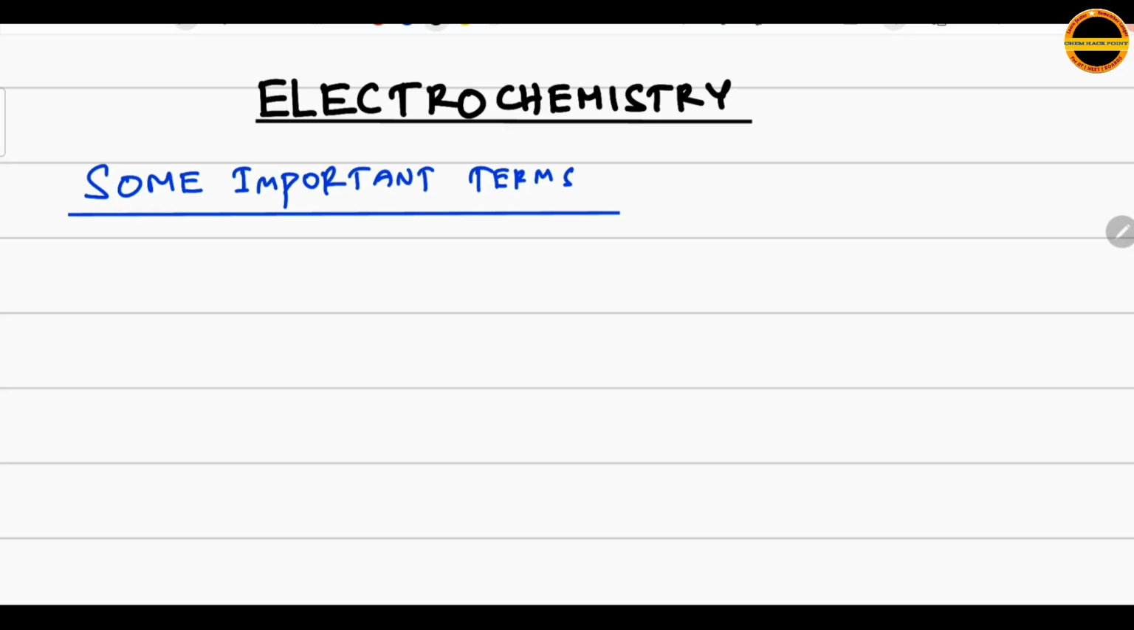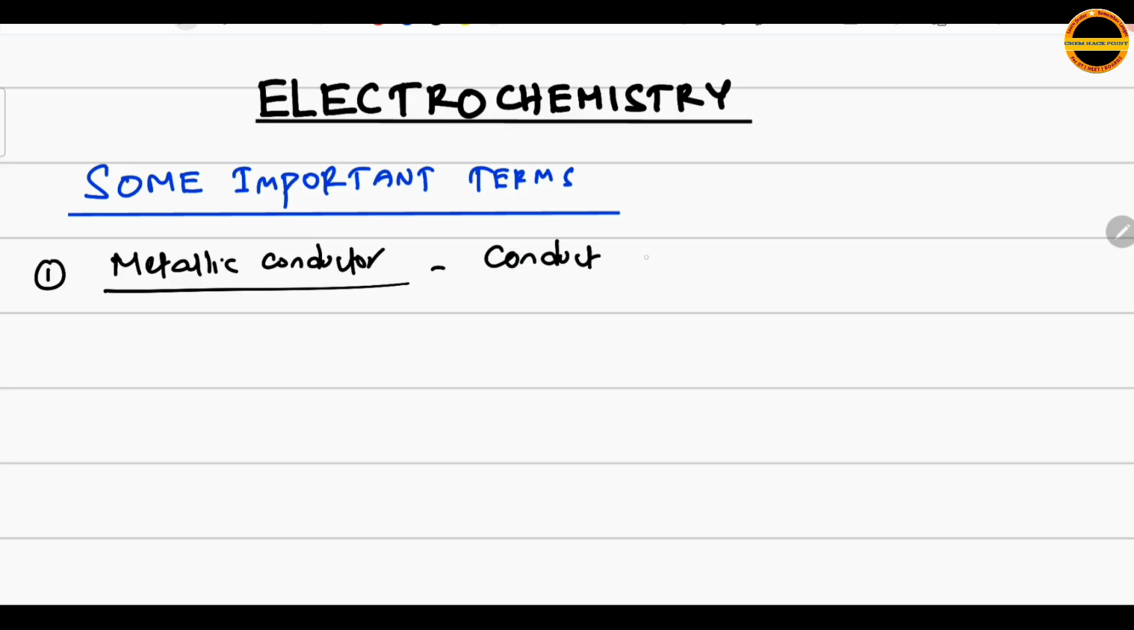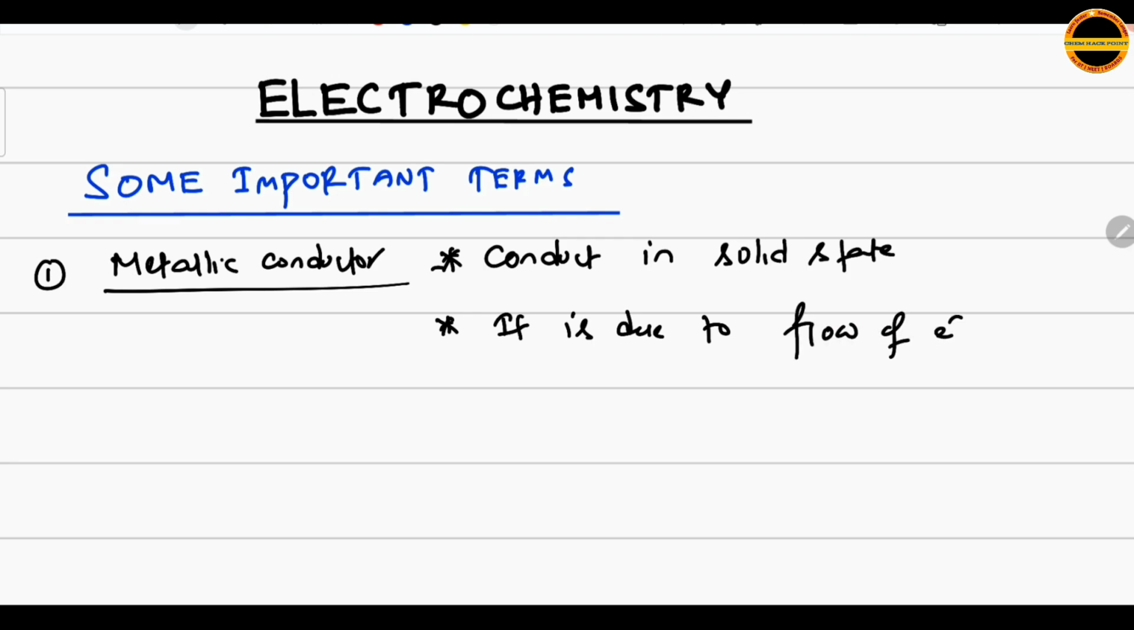Some important terms. First I am starting with metallic conductor. Metallic conductors conduct electricity in solid state. It is due to flow of electrons. Remember, as temperature increases, conductivity decreases here. Why does conductivity decrease as temperature increases?